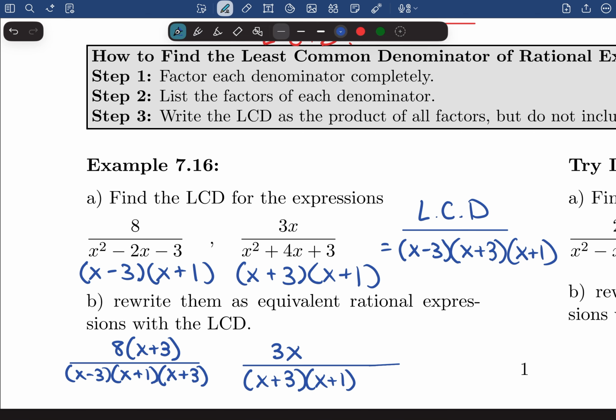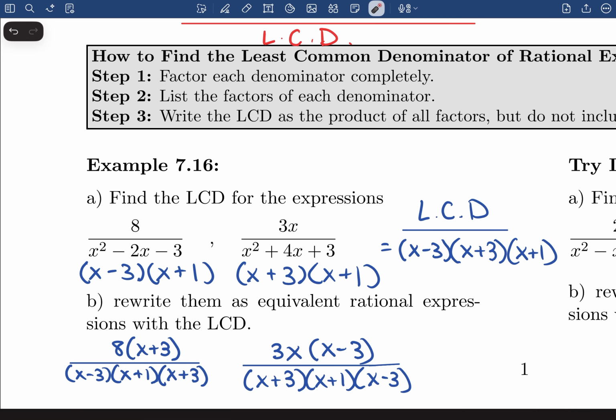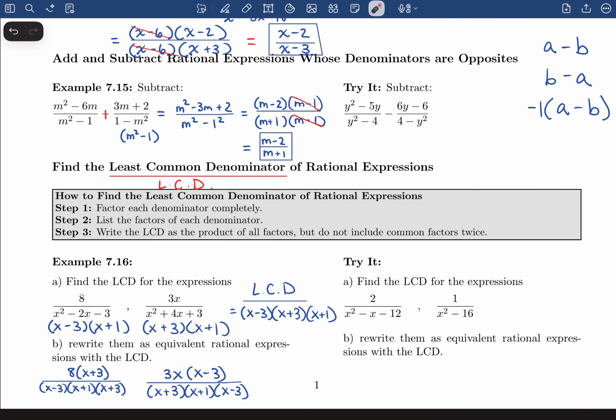So what I do is I take that factor x minus 3 and I multiply it to the top and the bottom. Now I've taken these two fractions and made it so they have the exact same denominator. Look at that. They have the same denominator. We need to be able to do that for the coming objectives today, right? Be able to make the same denominator.